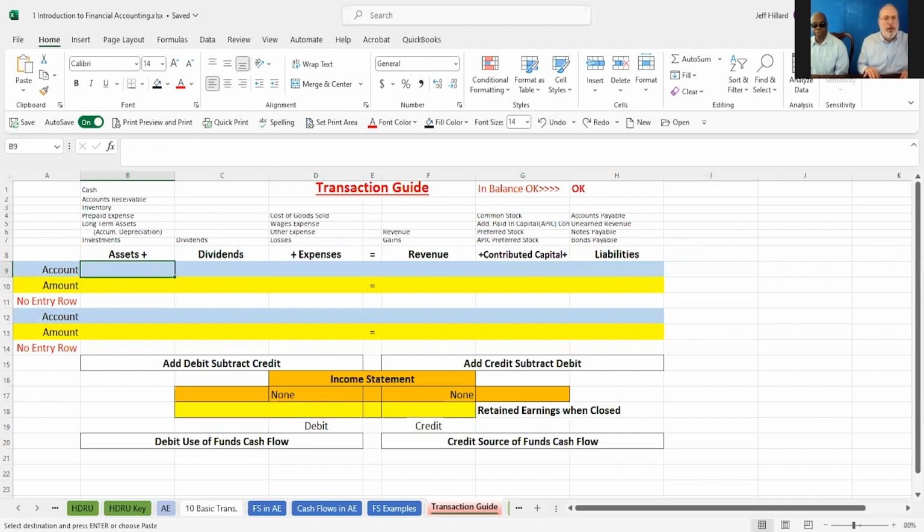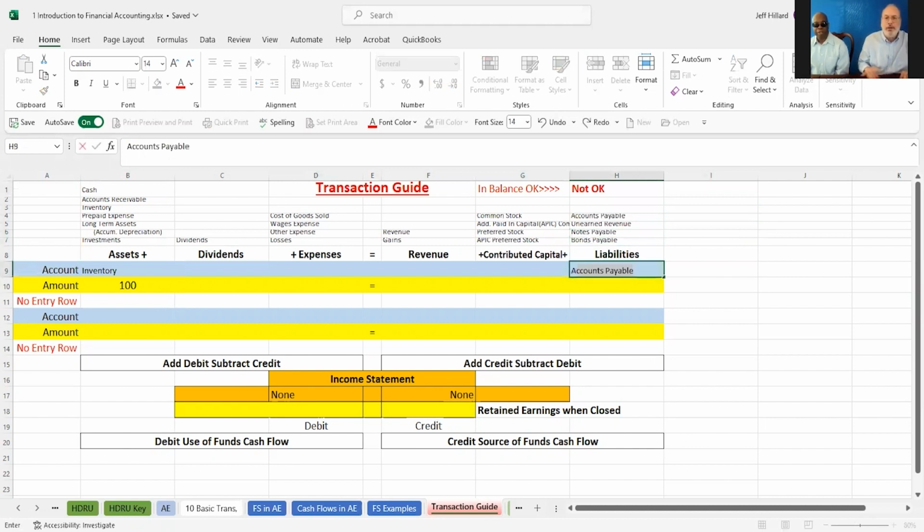Okay, so you're going to get inventory. Okay, inventory. And it's $100 because it's an add. Always do it with that. Now we're not in balance. See this up here, it just says not okay. And you get a bill, so we're going to record that as an accounts payable for $100 because it's going up, and now we're okay.